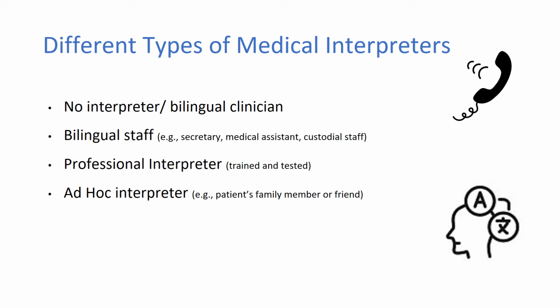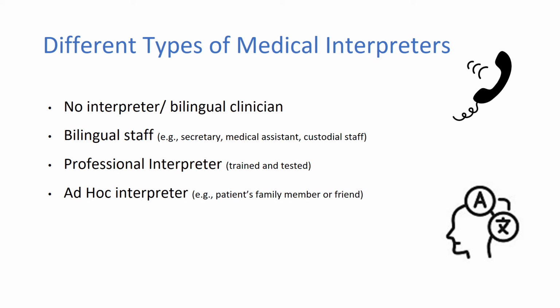Sometimes people use bilingual staff, like secretaries or medical assistants, as interpreters as well. This can be convenient, but there is a risk of inadequate interpretation if staff do not have sufficient bilingual skills or know medical terminology. This brings us to professional interpreters who are trained and tested in medical interpretation. But they may require a wait if there's an institutional imbalance of supply and demand, and sometimes there's no time to wait.